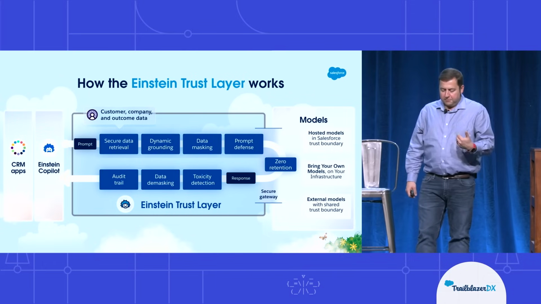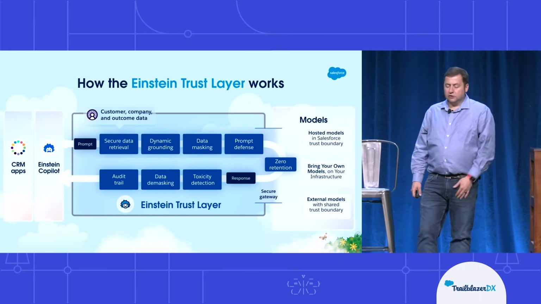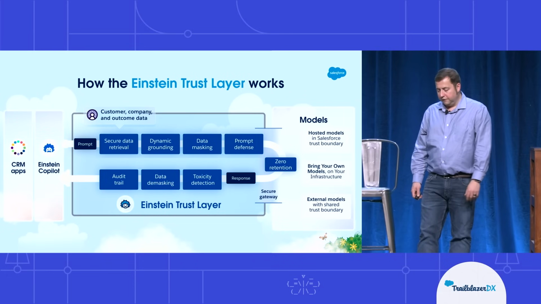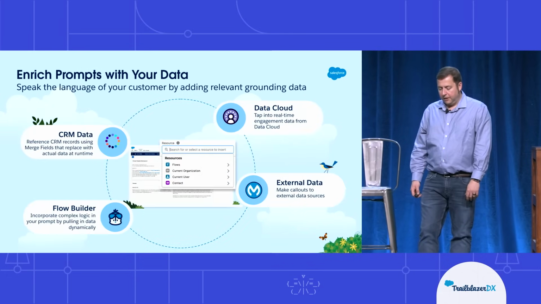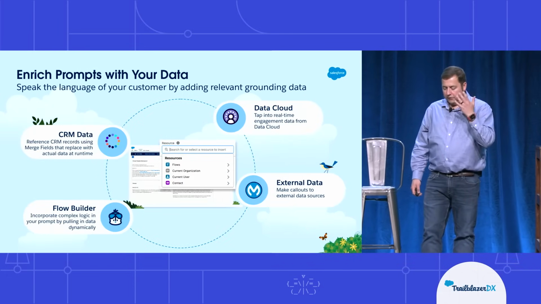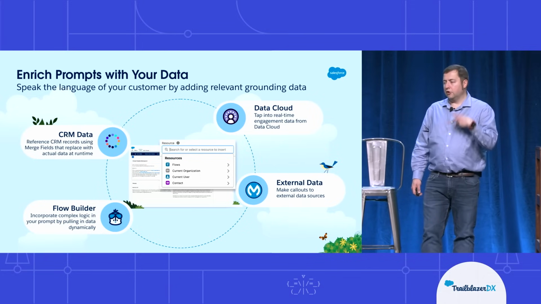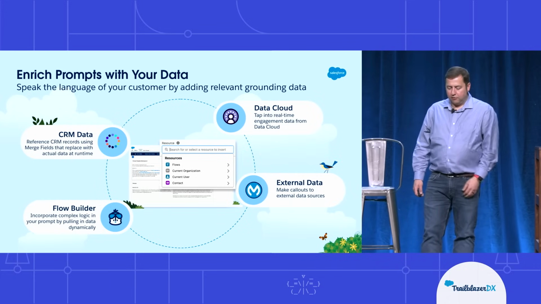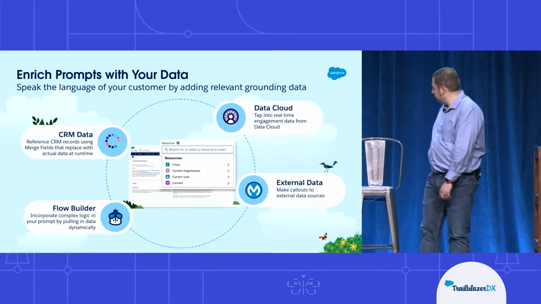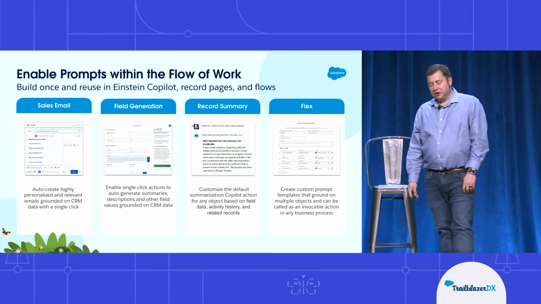Then you get your response back. We do the toxicity detection. We demask the data. It goes into the audit trail so that you can figure out what happened. All right. There's lots of different data you can pull in: CRM data, Data Cloud, external data via Flows and MuleSoft. And you can use Flow to literally do any kind of logic that you need to run in your prompts. And I think you're going to show a flow or two. So there are 4 features shipping in GA.